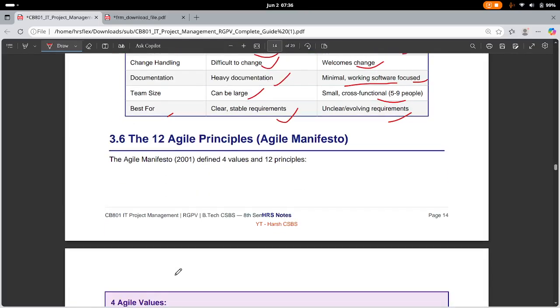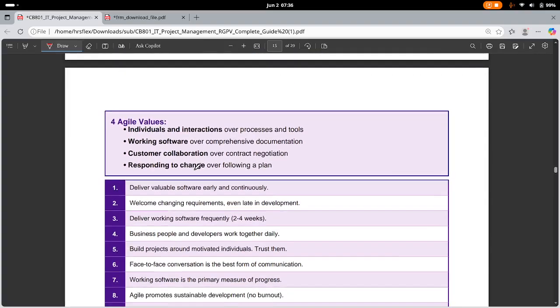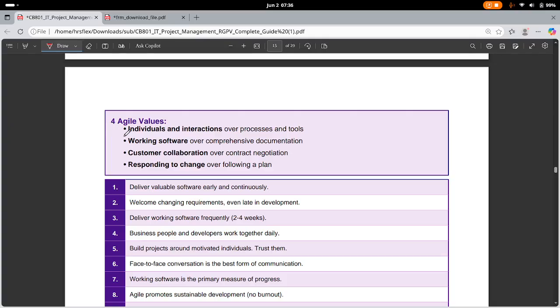Now there are certain principles in Agile methodology, mainly 12. These are called the Agile Manifesto, which defines 4 values and 12 principles. So what are the 4 values of it? The 4 values of Agile are individuals and interactions over process and tools, working software over comprehensive documentation, customer collaboration over contract negotiation, and responding to change over following a plan.